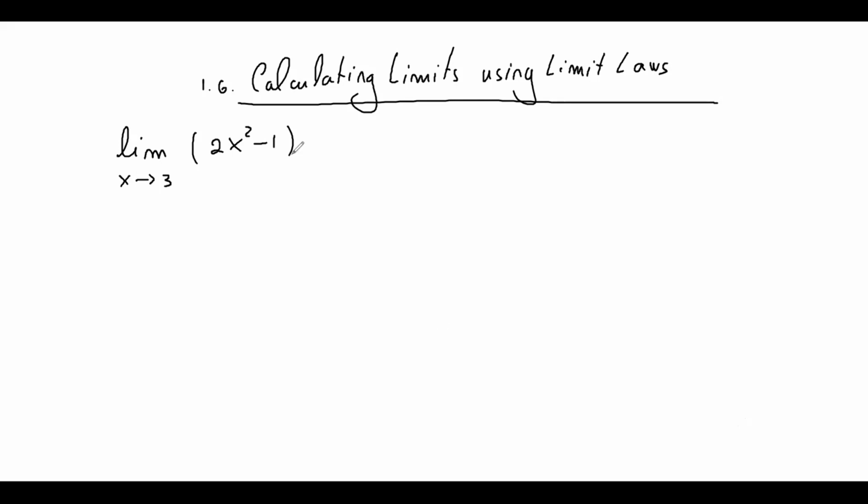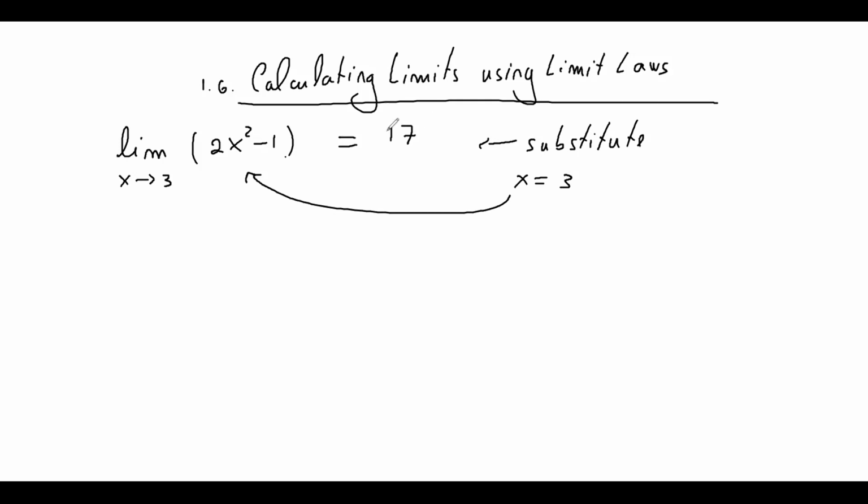As x goes closer and closer to 3, x squared goes closer and closer to 9, right? I don't think there's any surprise there. 2x squared goes closer and closer to 2 times 9, or 18, and then subtract 1. So the limit you would guess would be 17. And how did we find this limit? Simply by substitution. If you substitute x equals 3 in the formula here, you will get 17.